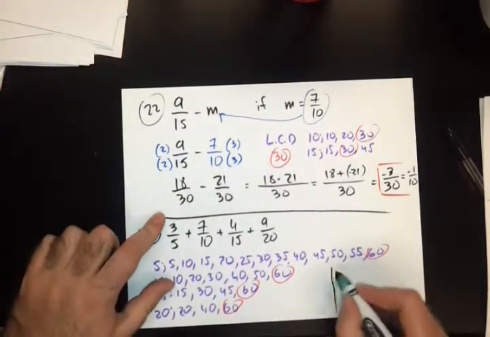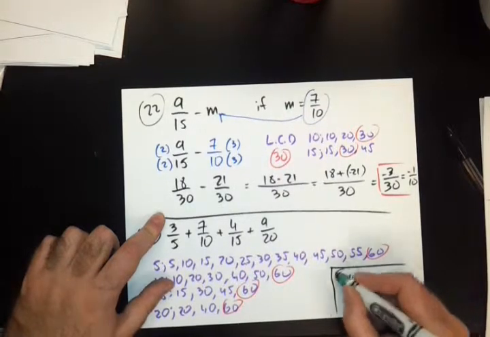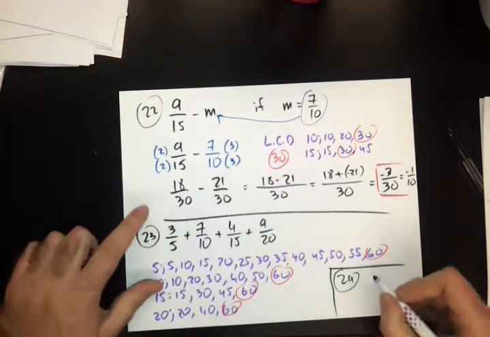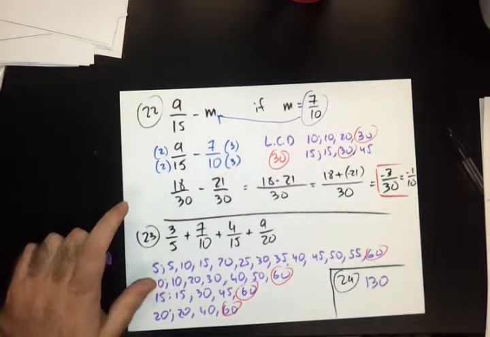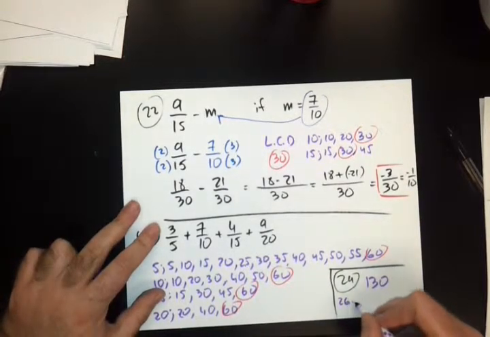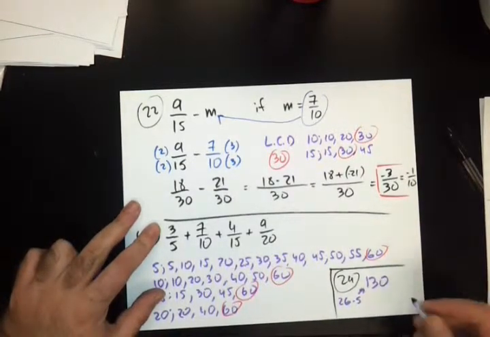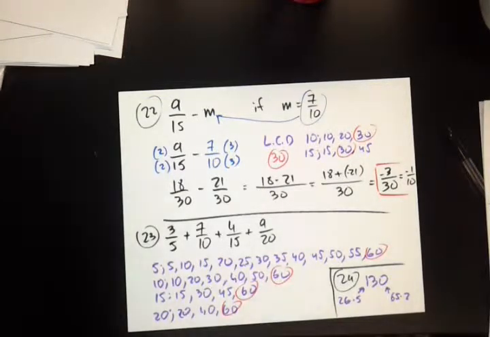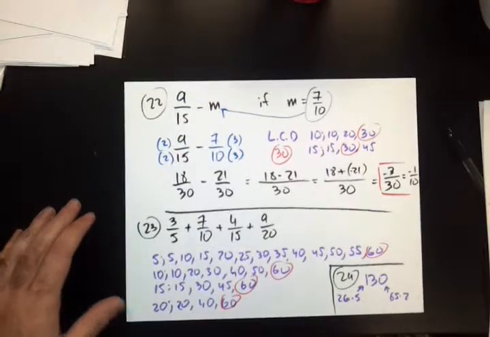Number 24, I'm just going to tell you what the LCD is. It is 130. 130 is the common number between 65 and 26. 26 times 5 is this number, and 65 times 2 is that number. So you could have gotten that particular LCD, but since they're challenge problems, they are unlikely to appear on the quiz in their normal form. Maybe extra credit, but that's about it.